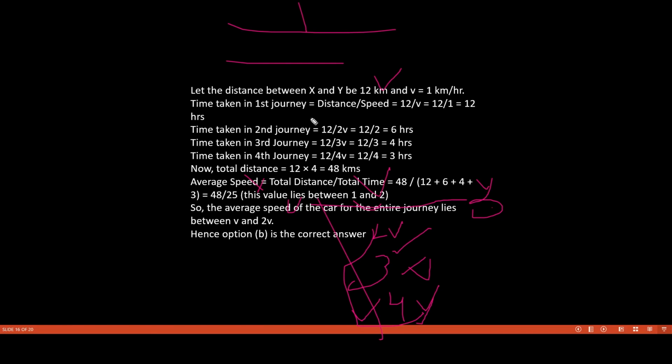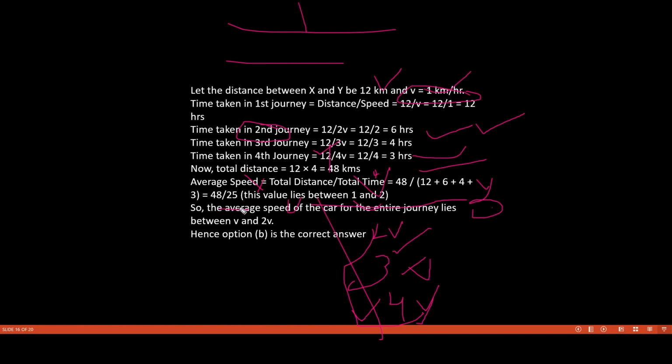So when traveling the 12 kilometers, we take v equal to 1 kilometer per hour, so it takes 12 hours. And when the journey is done the second time, the speed is twice, so the time gets halved. And when the speed is increased by 3 times, the time also decreases by 3 times, so that becomes 4 hours. And when the speed is increased by 4 times, the time becomes 3 hours. So the total journey needs 12 plus 6 plus 4 plus 3, so 48 by 25.